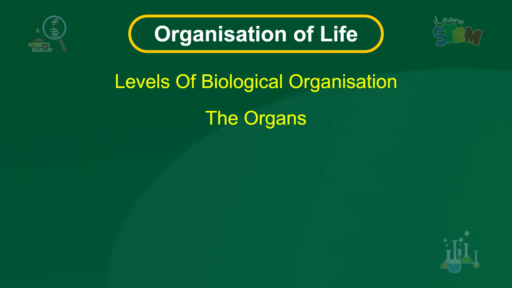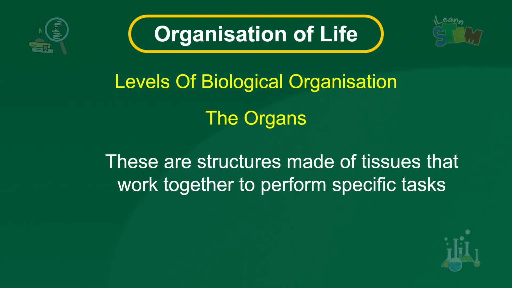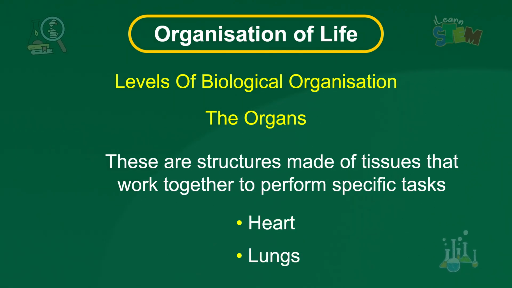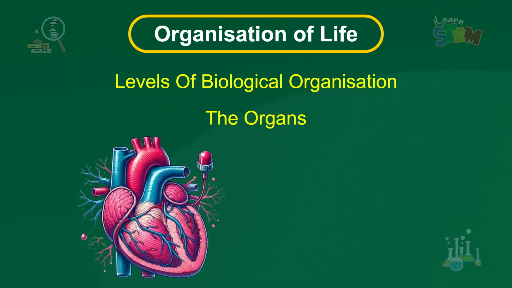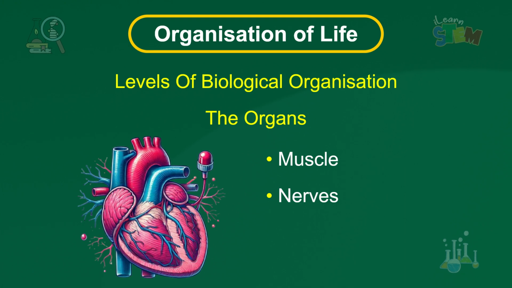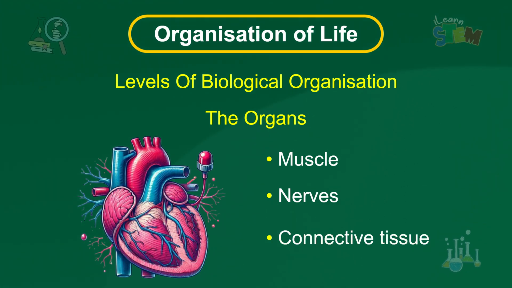3. Organs. These are structures made of tissues that work together to perform specific tasks. Examples are the heart, the lungs. Together, these tissues create organs. Now, picture your heart. It's a muscle. It has nerves. And it even has connective tissue to keep it all together. It is teamwork at its finest.